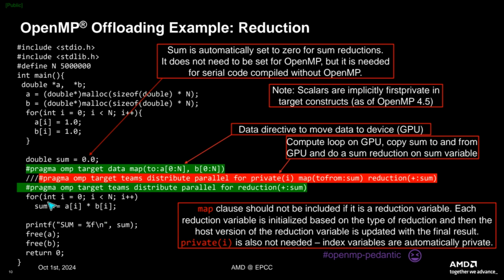So here we perform our reduction, sum plus equals A[i] times B[i], and then we can print our sum at the end. So this map clause should not be included if it is a reduction variable. This is the big sticking point here. Each reduction variable is initialized based on the type of reduction, and then the host version of the reduction variable is updated with the final result. And private i is also not needed because index variables are automatically private. This one you guys might already know because this is also true in CPU codes.